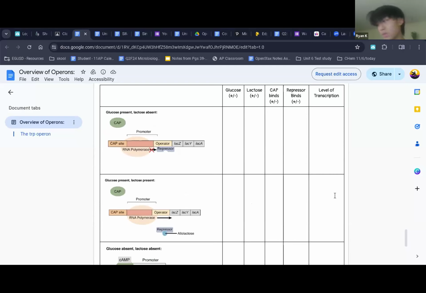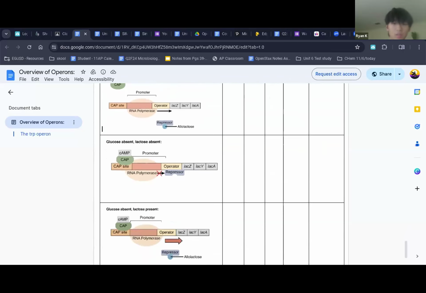The level of transcription would be low because your car, the RNA polymerase, is in neutral, and the CAP is the key to start the car. It's just going to be a really slow process to build that energy, to build that protein for the cell.